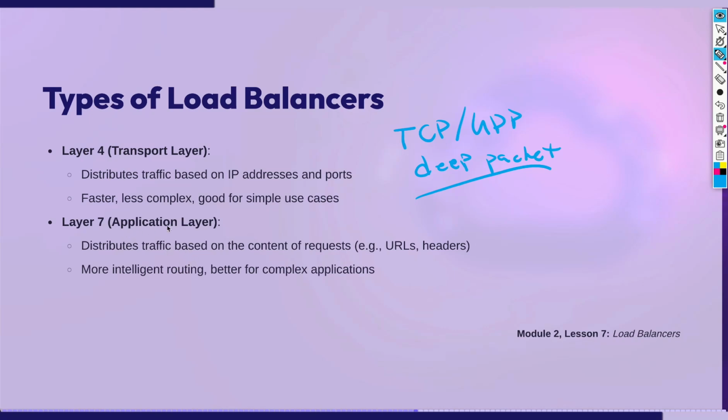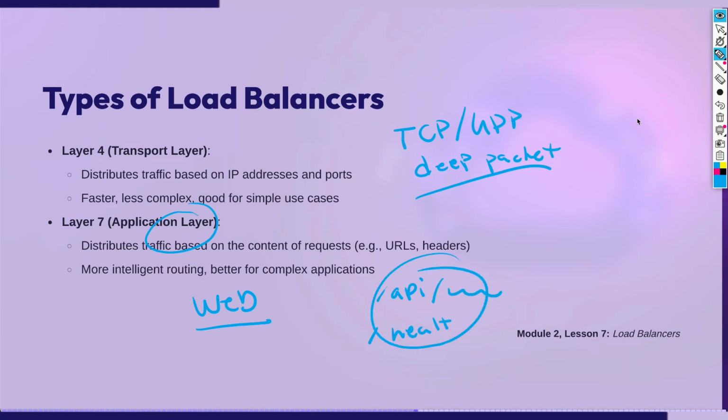Then we have layer 7, which is your application layer. This functions at the application layer and allows for more complex routing based on your HTTP headers, your URLs, your cookies, and other application-specific data. So this is suitable for your web applications that require intelligent traffic distribution, such as routing requests to different microservices if you have multiple different API-like routes, right? So that's what layer 7 does.